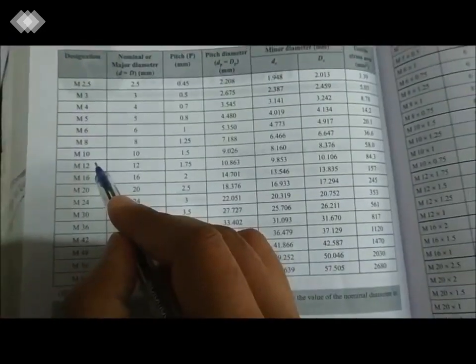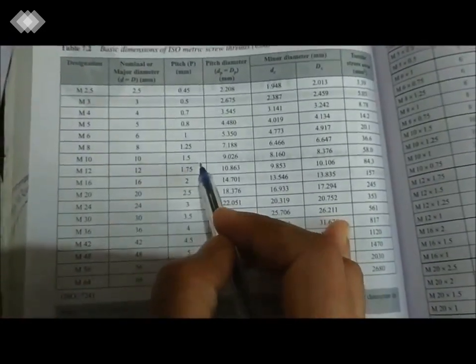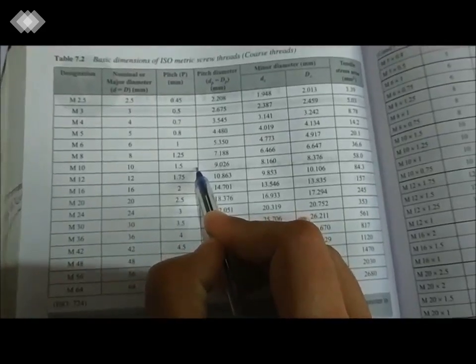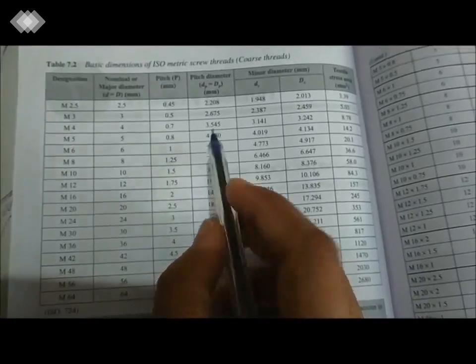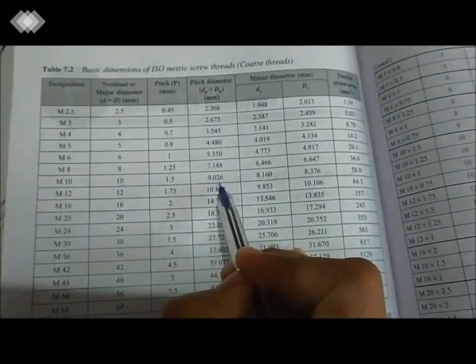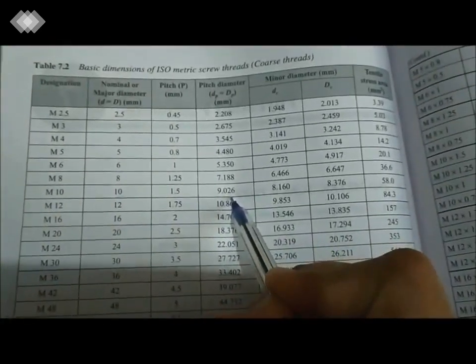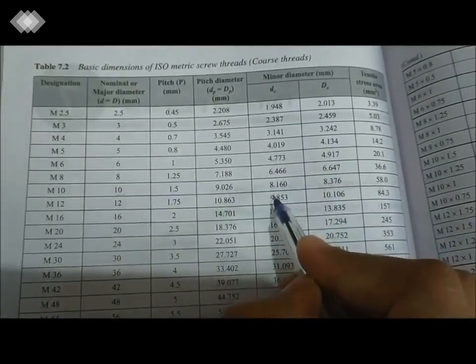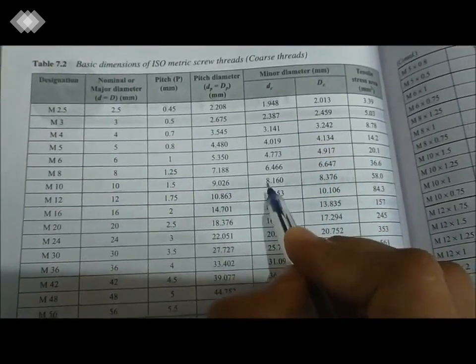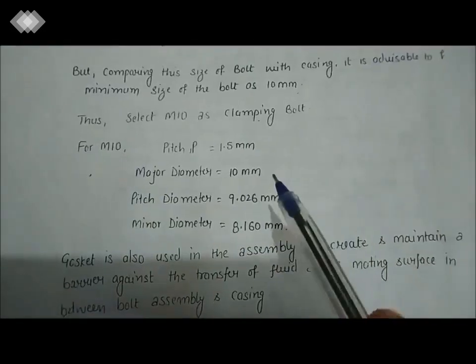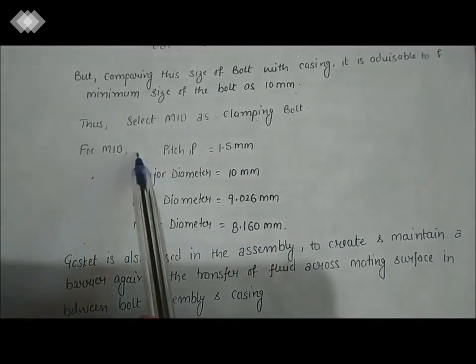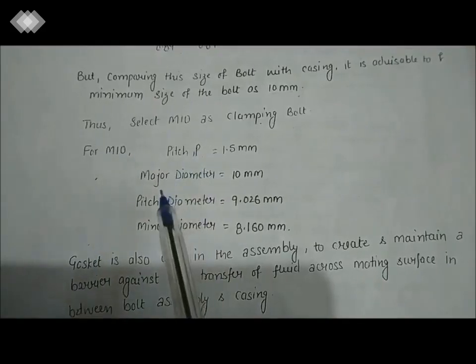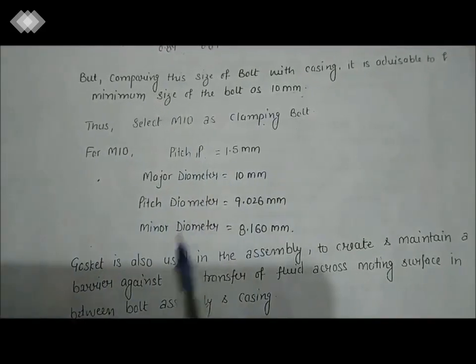So for M10 the pitch is 1.5, pitch diameter, that is DP, is 9.023, then DC, that is minor diameter, is 8.16. So let's write all these values over here. So for M10 we get pitch, major diameter, pitch diameter and minor diameter from the table 7.1.